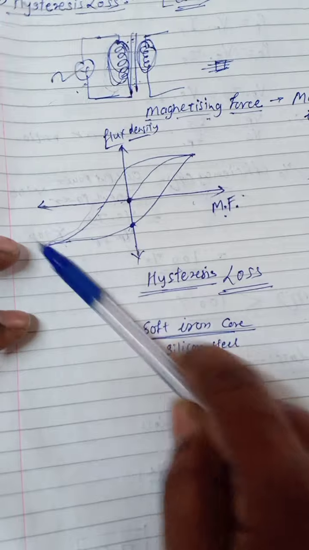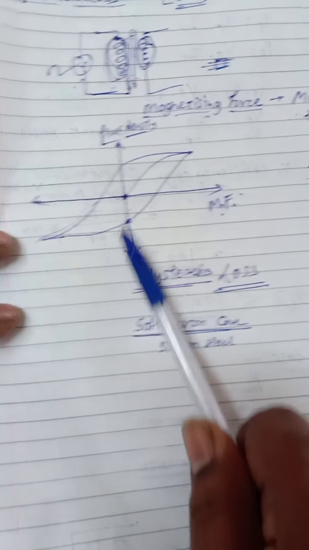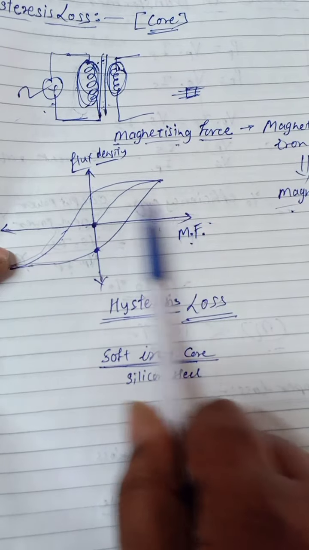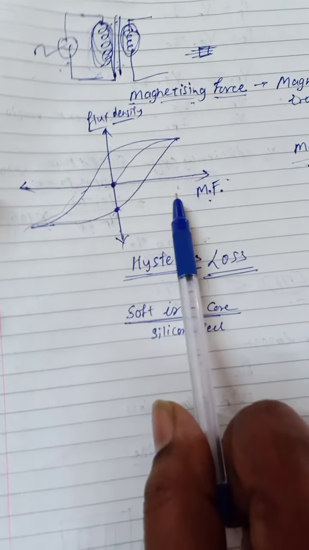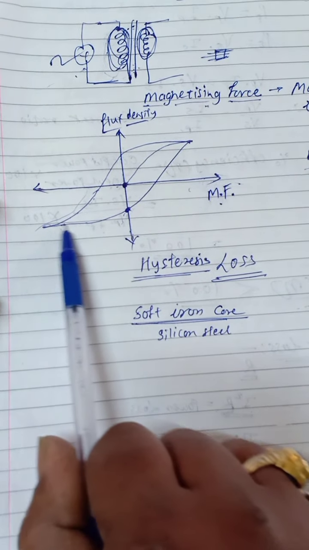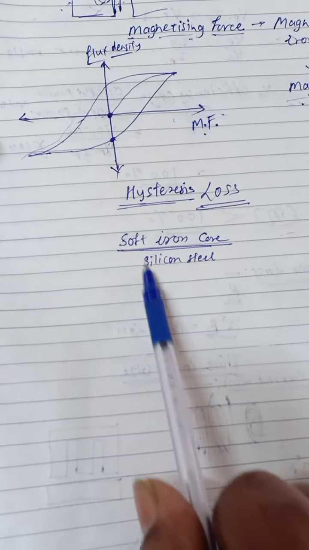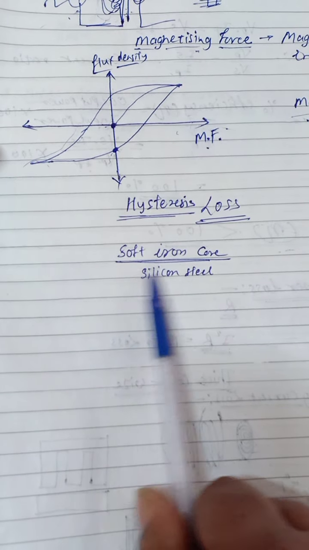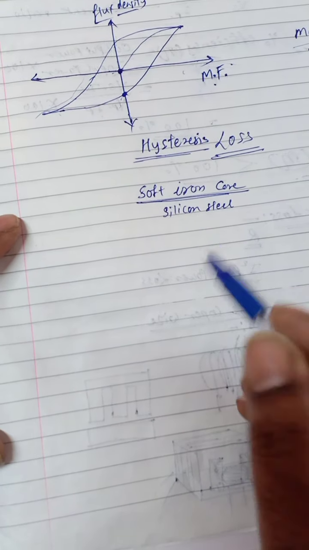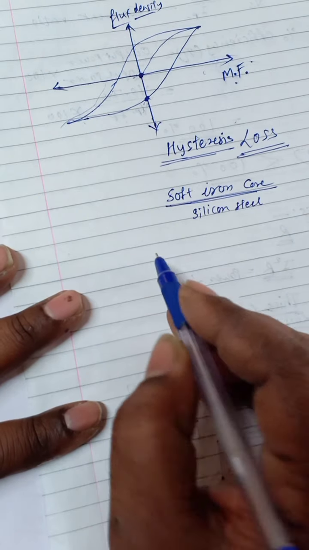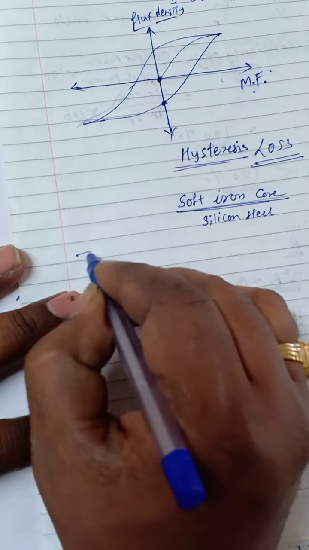So this kind of curve is called hysteresis, because as the magnetizing force varies, the flux density does not follow the same path. You have to know this graph. This hysteresis loss can be reduced by using a soft iron core or silicon steel. So this is all about the losses in a transformer. Now we are going to see the types of transformer.